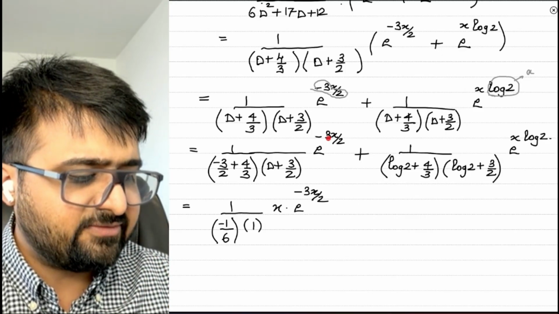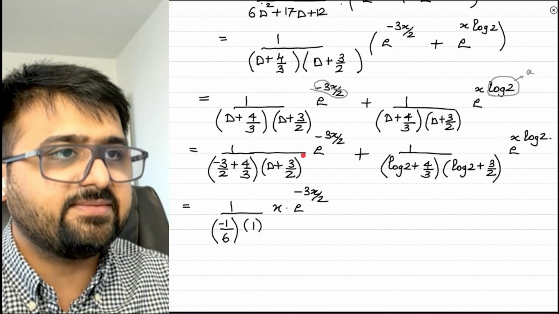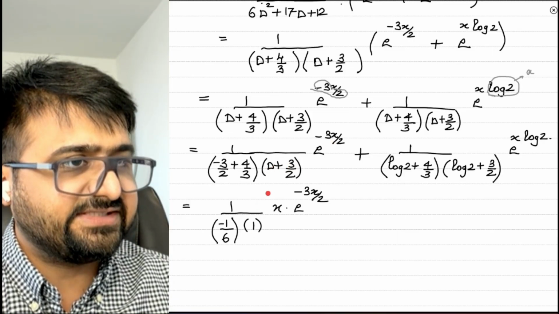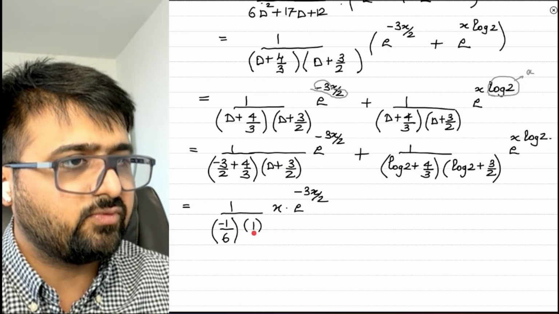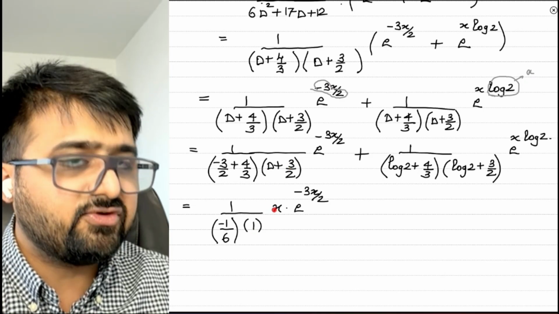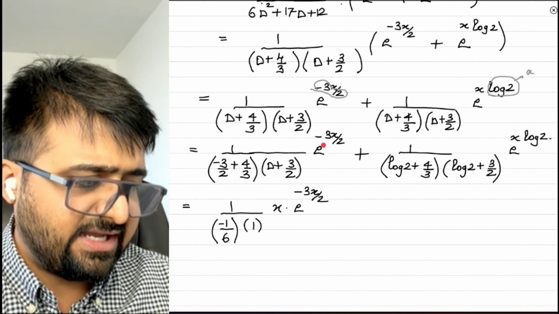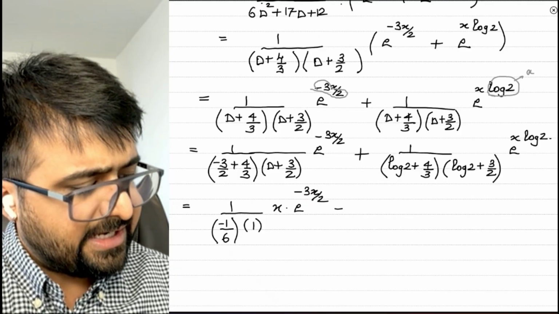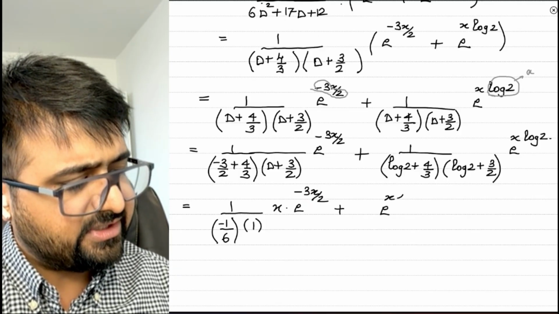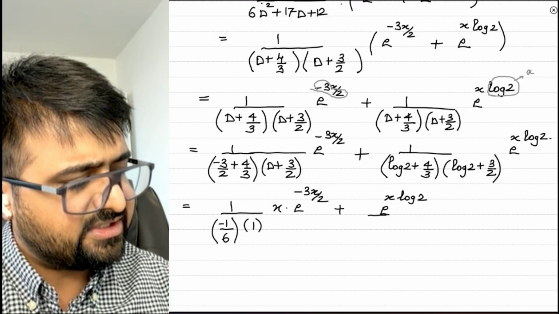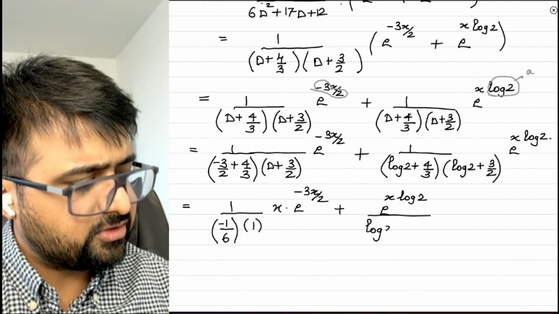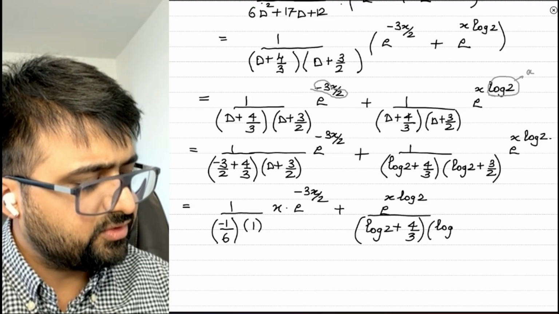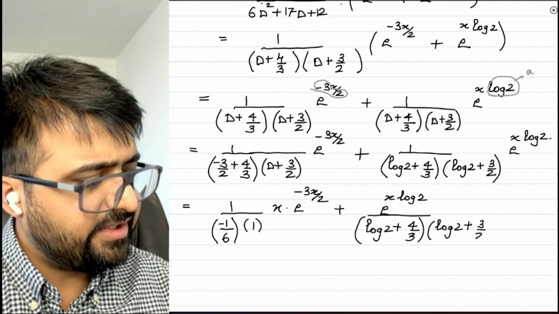Since directly substituting minus 3 by 2 here is becoming 0, what we do is we take the derivative of d plus 3 by 2 with respect to d. So we get 1. And after taking the derivative, we have to multiply an extra x. Then just write this term as it is, e raised to minus 3x by 2. And plus we have e to the power x log 2, rest everything will remain same. So log 2 plus 4 by 3, log 2 plus 3 by 2.